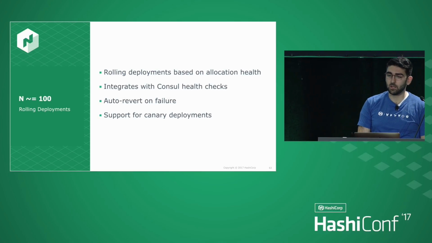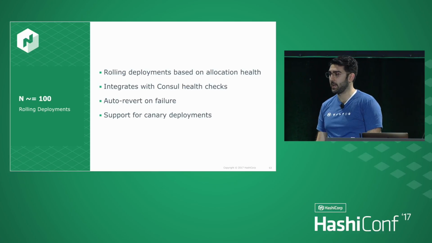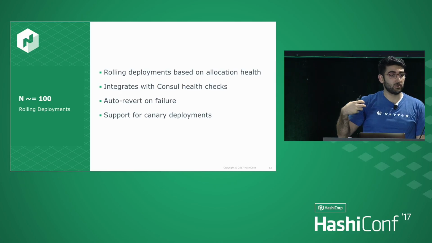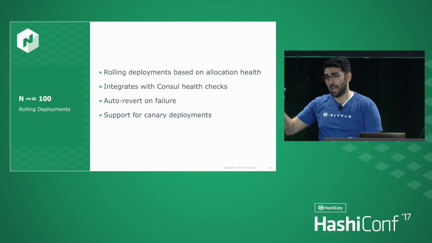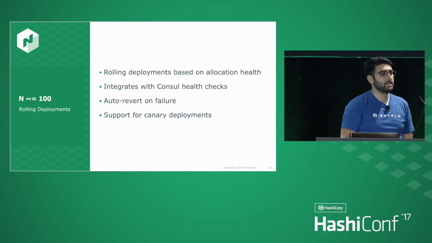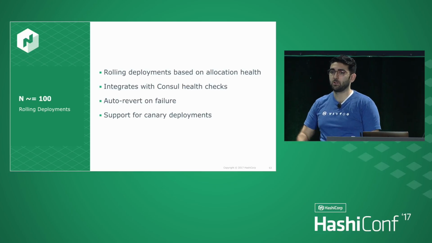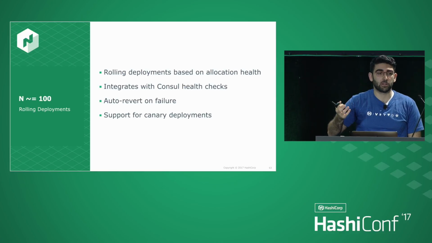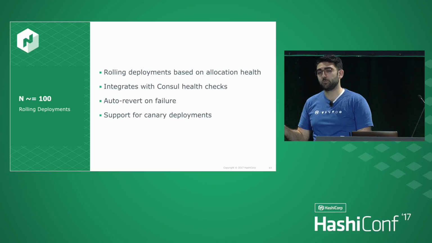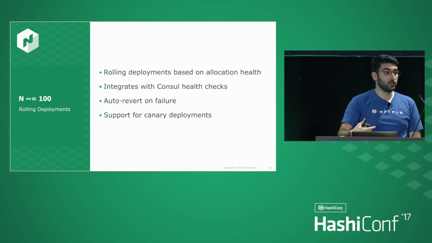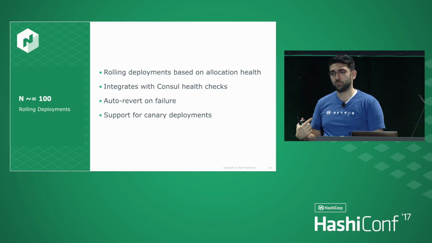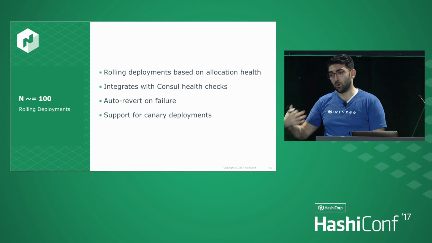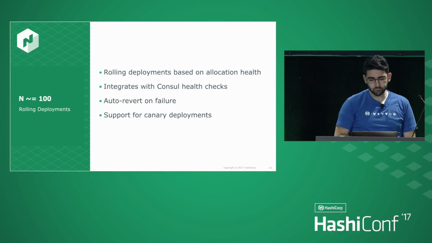So how do we do this? Well, the deployments are based on allocation health. If you're not using Consul, what Nomad will do is make sure that for the tasks you specified, all the artifacts download, the configs render, and the actual process has come up and stayed up for the configured healthy time. And if you are integrated with Consul, we'll reach out and read all the checks you've registered to make sure that those are passing as well. So not only are you up, you're actually healthy.